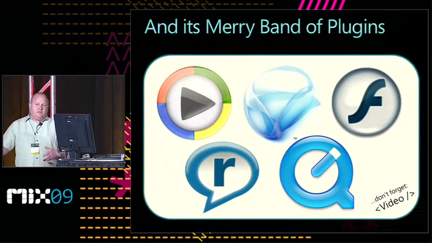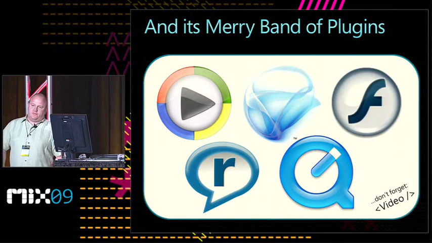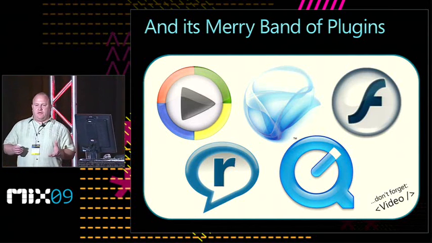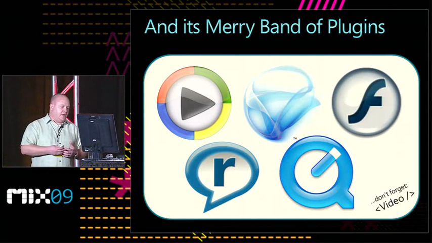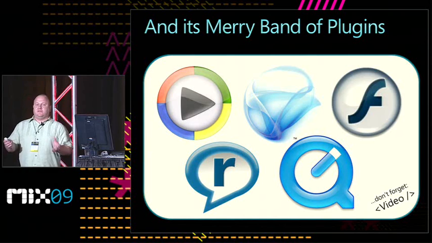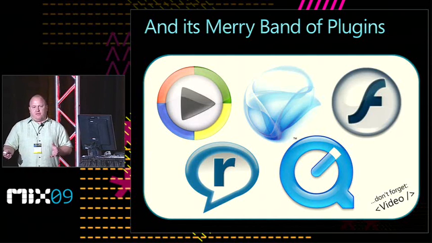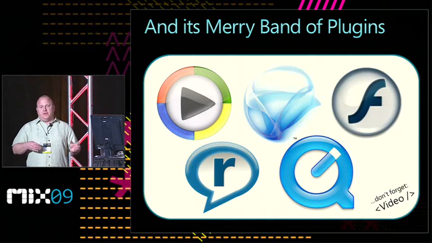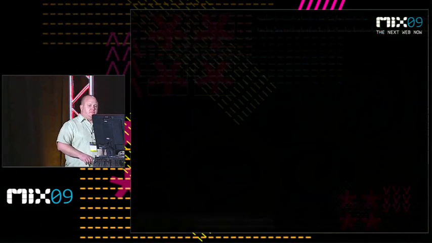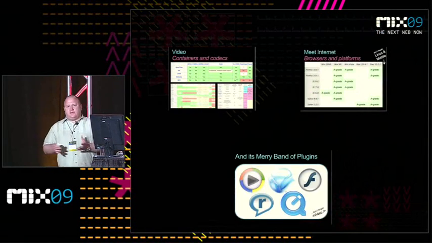So here's the internet, and here's this merry band of plugins. Most of you recognize these icons. They represent the different plugins that we all use to deliver video to these various platforms online. Don't forget that little guy in the lower right-hand corner either. That is the video tag. It's part of HTML5. But it means different things to different people, different OSs, different browsers. Fairly complex situation. So roll all these things together.